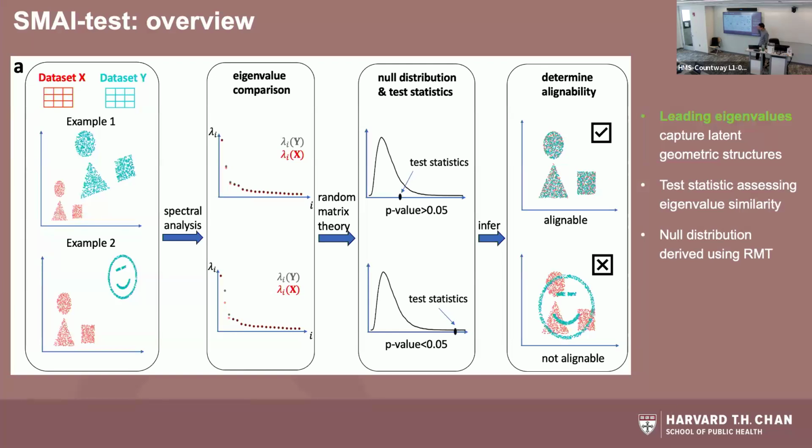And again, this is for perfect alignment, where all the leading eigenvalues are similar. But this can also be extended to so-called partial alignability, where we focus on a subset of the data set to perform such a test.